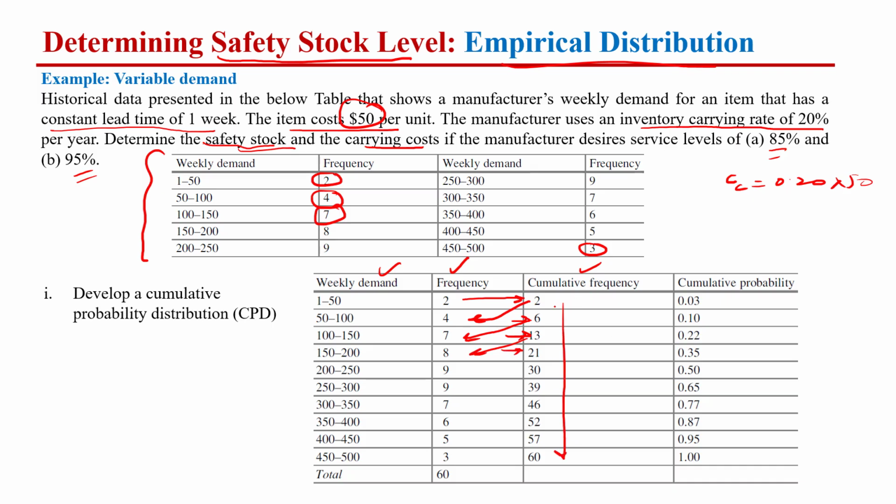Okay. And then based on this cumulative frequency, we can calculate the cumulative probability. So 2 divided by the sum of frequency, which is 60, then 6 divided by 60, then 13 divided by 60, then 21 divided by 60. So we are getting the cumulative probability, right?